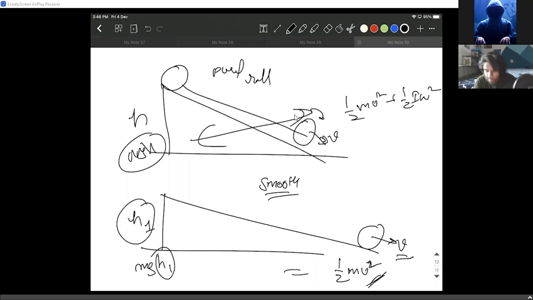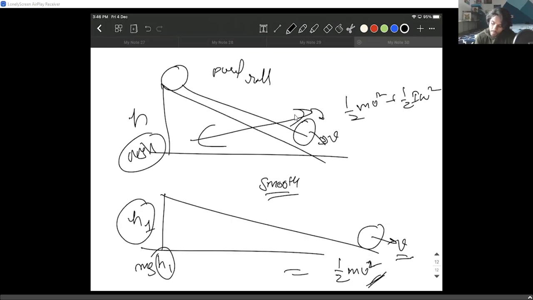Aniket, what is it? So one small doubt. Here the ball is rolling on the smooth inclined surface also, right? No, no, no, no. That's why there is no omega at all.